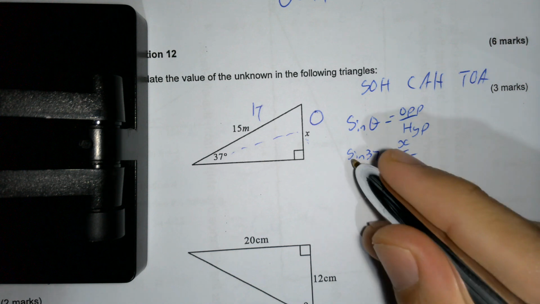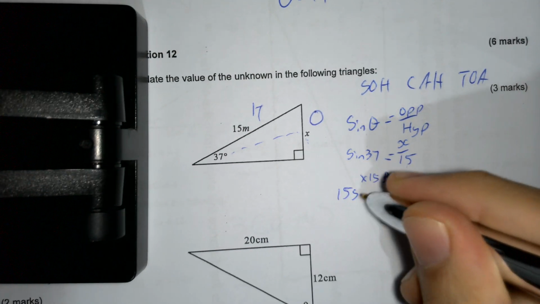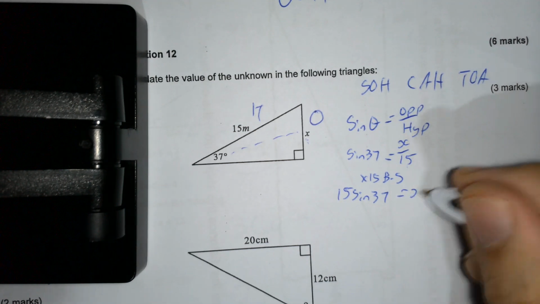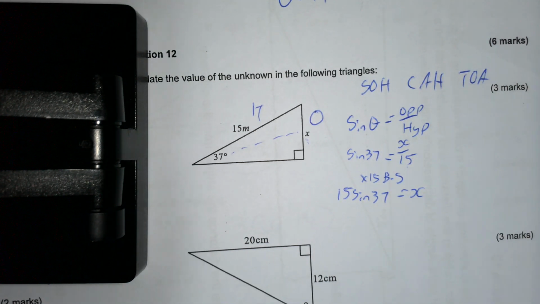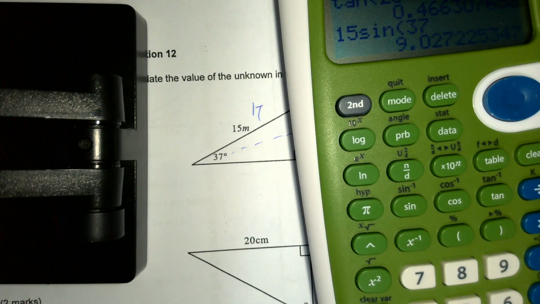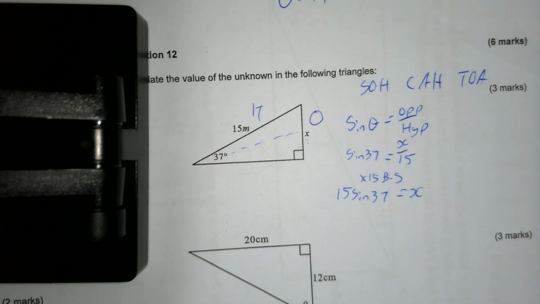You end up having 15 sine 37. The denominator will disappear. It will just be x. So I need to type in 15 sine 37 into my calculator. 15 sine 37. 9.03 meters.